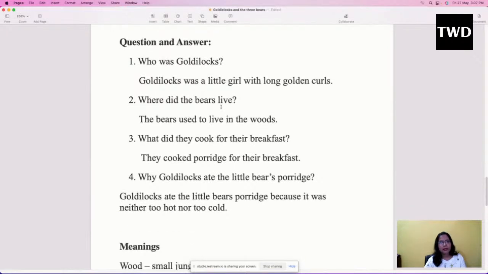Where did the bears live? The bears used to live in the woods. Yes. What did they cook for their breakfast? They cooked porridge for their breakfast. Why did Goldilocks eat the little bear's porridge? Goldilocks ate the little bear's porridge because it was neither too hot nor too cold. Yes, so these are some example questions which I framed for you.